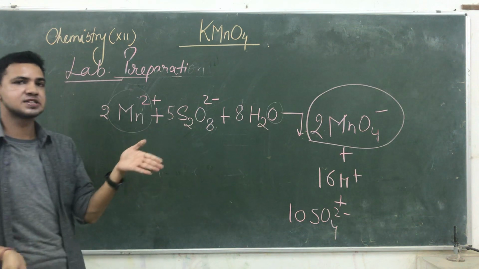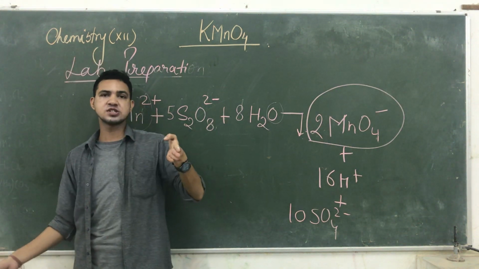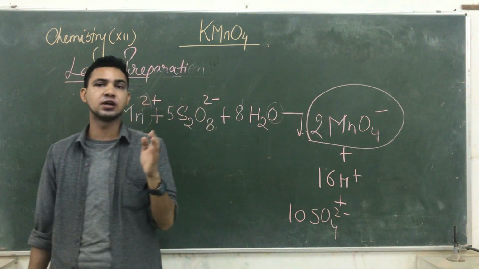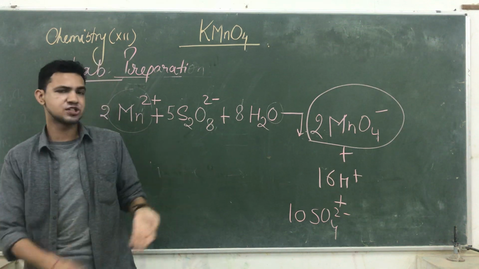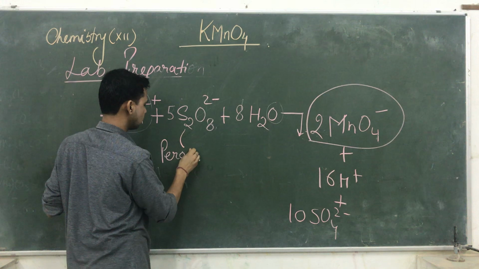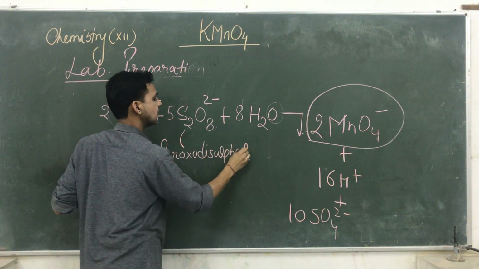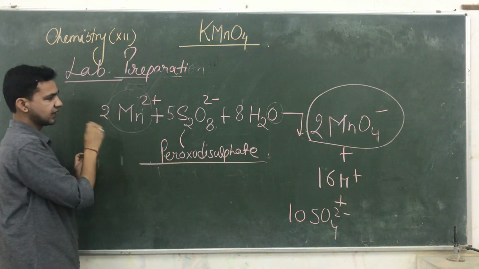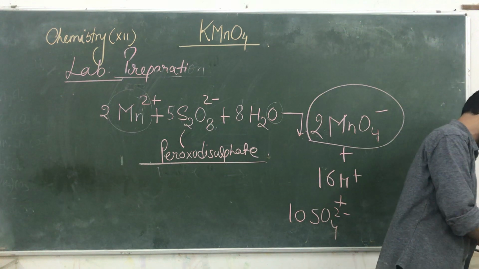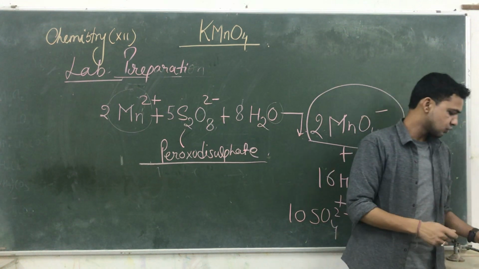Here you can put K. If you don't put it, then in ionic form you have to write minus, because the potential is positive. When they are removing from KMnO4, it donates its electron. That's why MnO4 has a negative charge. That is the preparation method. That compound is known as peroxodisulfate. So this is the laboratory preparation method, in which we prepare KMnO4 in large amounts inside our lab. Okay, so that is the reaction.